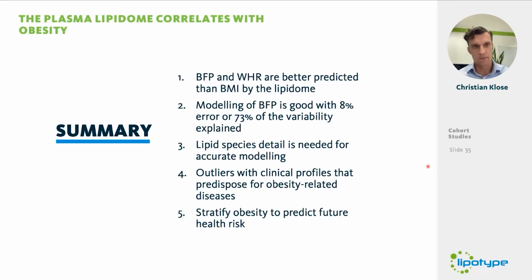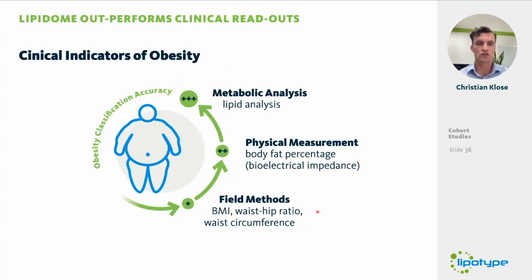So therefore, clearly, the plasma lipidome correlates with obesity and reflects actually body fat percentage much better than BMI, for example. The lipid species detail, as I've shown just now, is really needed for accurate modeling. And this is really interesting for stratifying obesity to predict future health risks, basically. So this is ongoing work, which will be based on this study just shown.